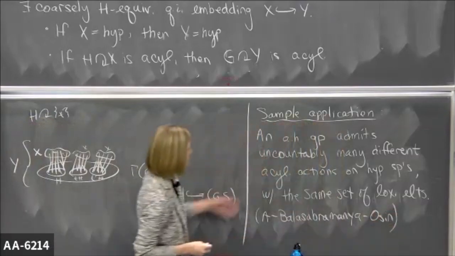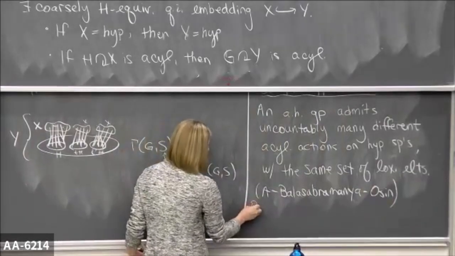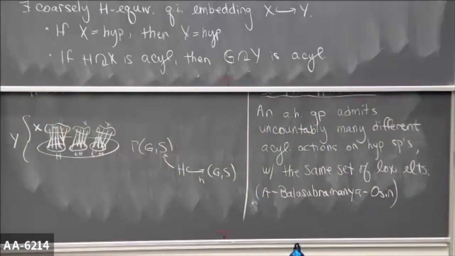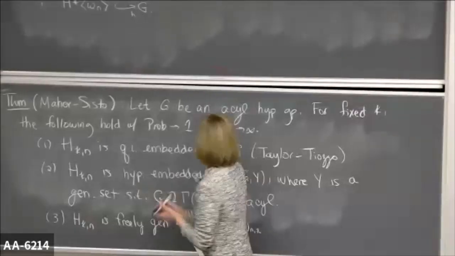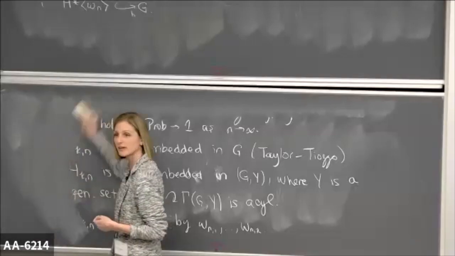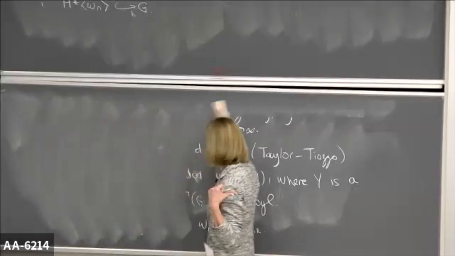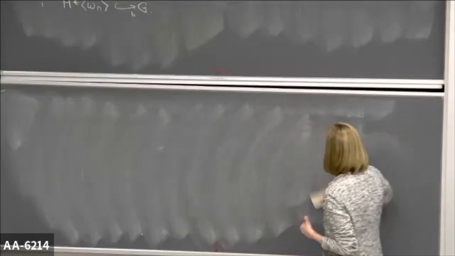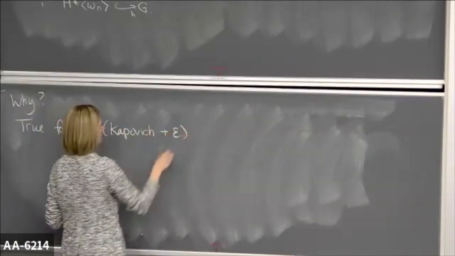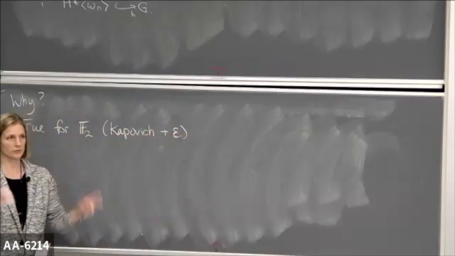And why is it true? Well, it's true because it's true for the free group. Ilya Kapovich gave a construction of how to find two actions of the free group satisfying this property. And actually, if you tweak his construction a little bit, you can turn two into uncountably many. So we know that we can do this for the free group, and every acylindrically hyperbolic group has a hyperbolically embedded F2. So it's true for F2, which is a result of Kapovich plus just a little bit more, tweaking his construction.